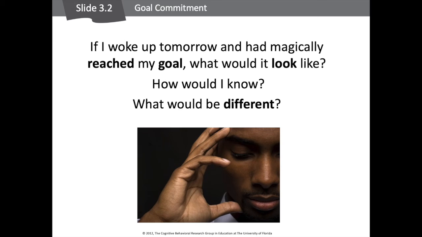Being specific about accomplishing your goal means describing it as something you can see or imagine. If you woke up tomorrow and had magically reached the goal you set for this unit, what would it look like? How would you know? What would be different? Describing your goal in this way helps you to reach it because it gives you a good, clear picture of how to accomplish it.